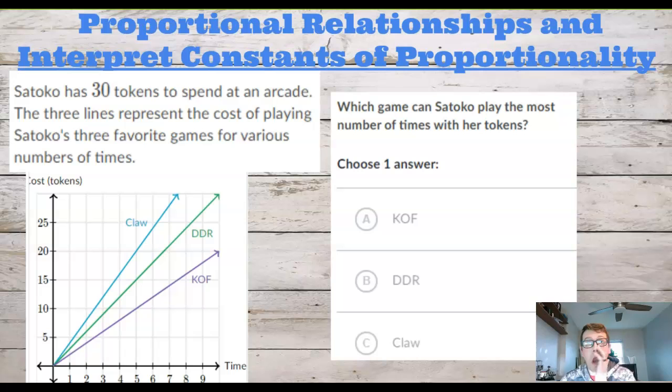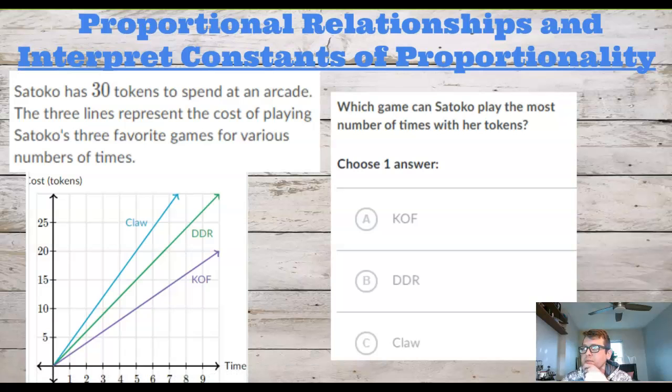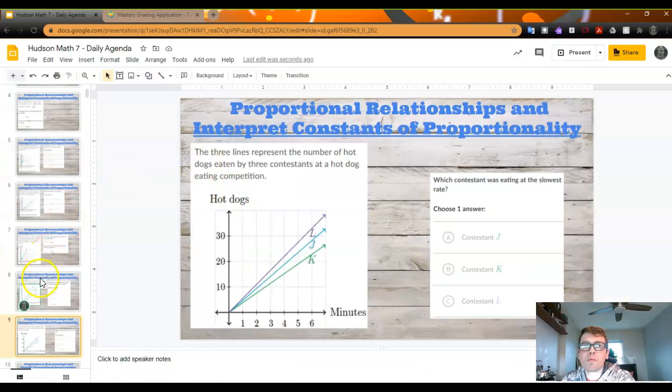People get back here. So 30 tokens we should be able to find on this graph. So if we look at this, I'm going to shift the graph a little bit so we can see it a bit easier.